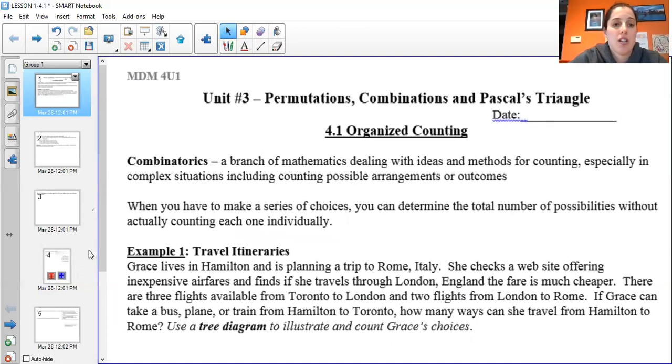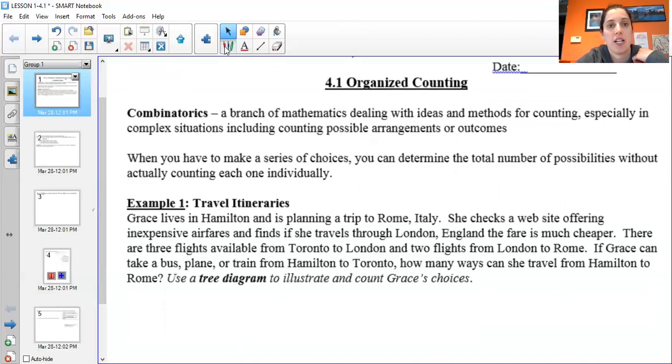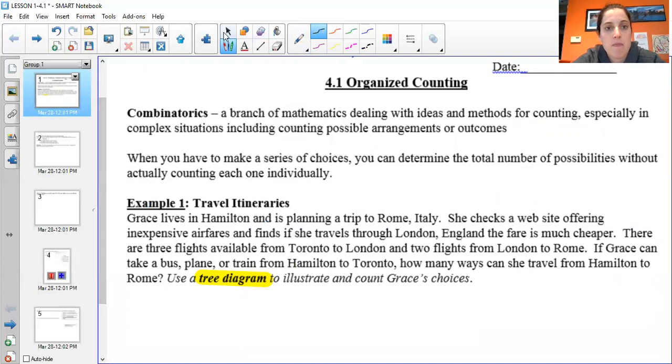Remember I was talking about the license plate. That's going to be one of our questions: how many license plates are there? So the first type of counting method we're going to learn is called a tree diagram. I'm just going to highlight that. A tree diagram is one of the first counting techniques of how to count. We can use a tree diagram to help us.